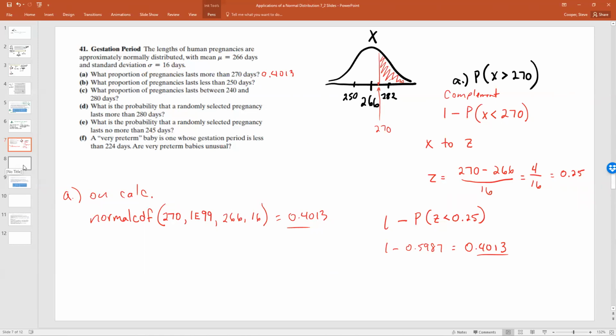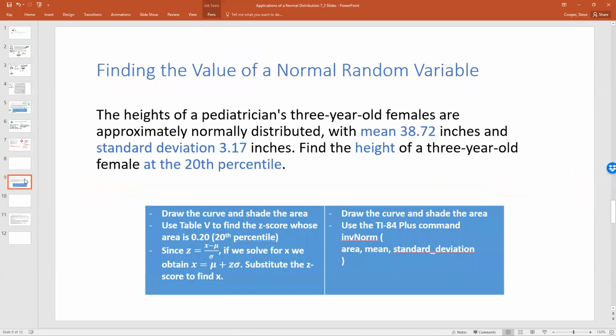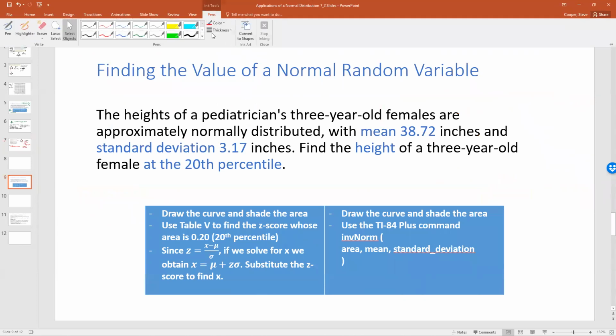So you've got a calculator method and you've got the standard normal table method. Use both. Let's look at a different problem here. The heights of 3-year-old females, according to pediatricians, are approximately normally distributed with mean 38.72 and standard deviation 3.17. We're back to that random variable. Find the height of a 3-year-old female at the 20th percentile.